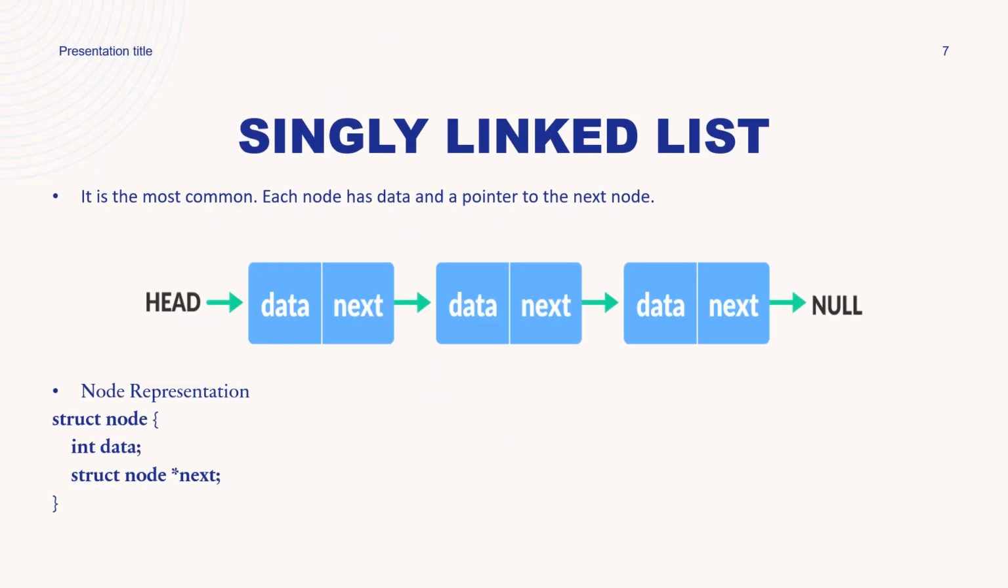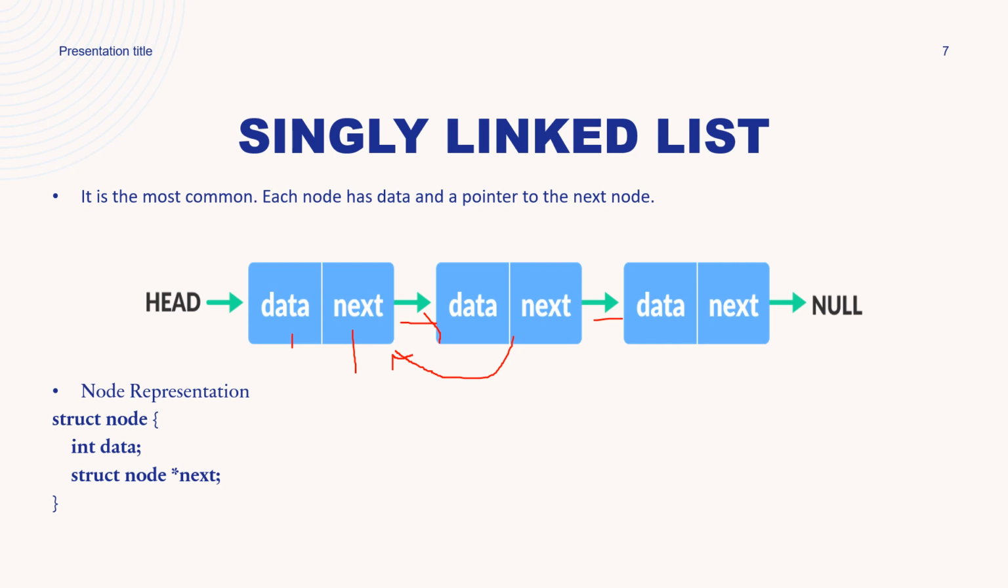So a singly linked list, as the name suggests, has each node with data and a pointer to the next node. It has only a single pointer, and it's very simple to implement. As you can see in the slide, there is only a single connection between the nodes. It has two fields, data and the next field, which is the reference field where we refer to the other node.